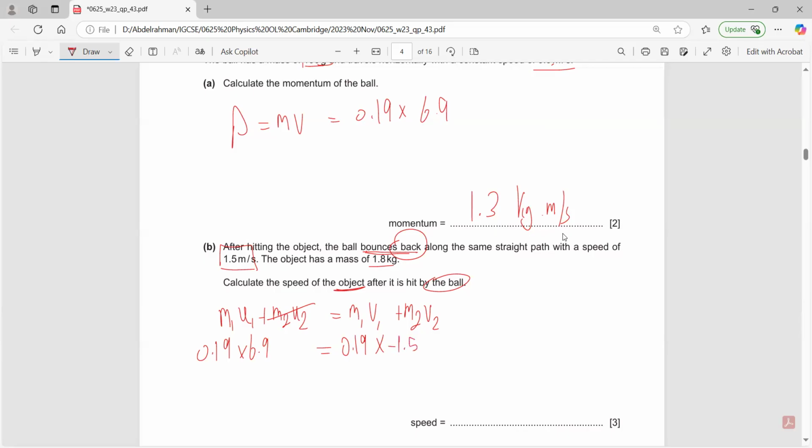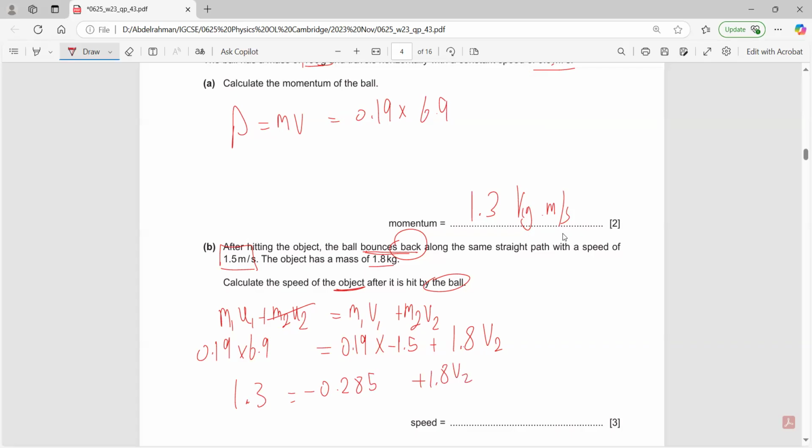This is negative 1.5 plus m2, which is 1.8 kilograms times v2. We need to find v2. Okay, so let's start calculating. 0.19 times 6.9 is 1.3 equals 0.19 times negative 1.5. So 0.19 times negative 1.5 is negative 0.285 plus 1.8 v2.